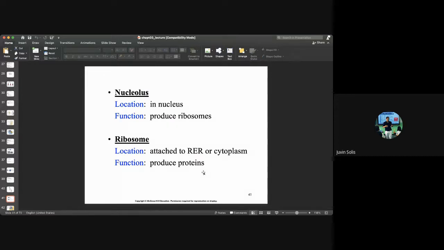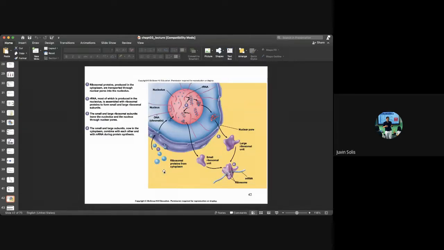Now, what is your nucleolus? Your nucleolus is also inside your nucleus and it produces your ribosome. Okay, now what is ribosome also? It is attached to your RER. So whenever you see your RER, it means your rough endoplasmic reticulum in your cytoplasm, and it produces your protein. So during exam, what produces your ribosome? It is your nucleolus. What produces your protein? It is your ribosome. Okay. How about here? Okay. You can see this illustration in your book.